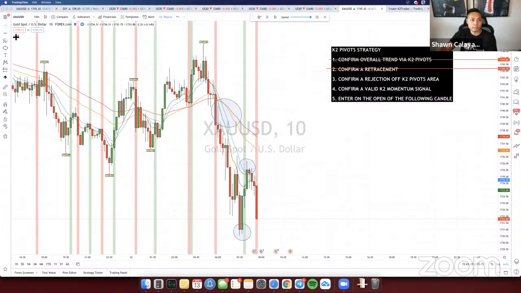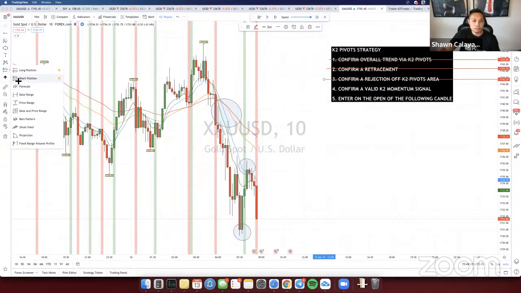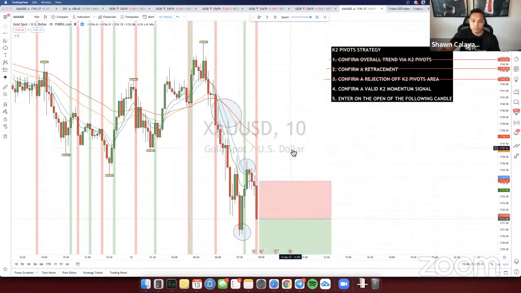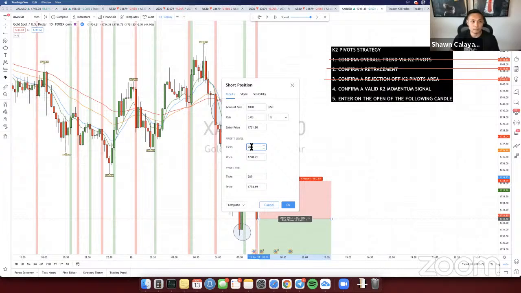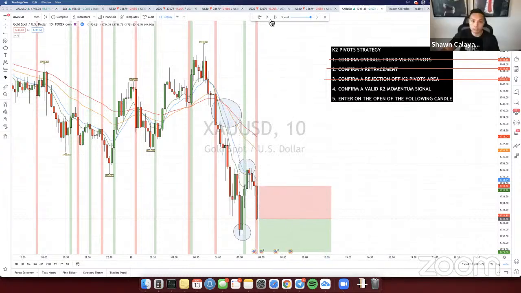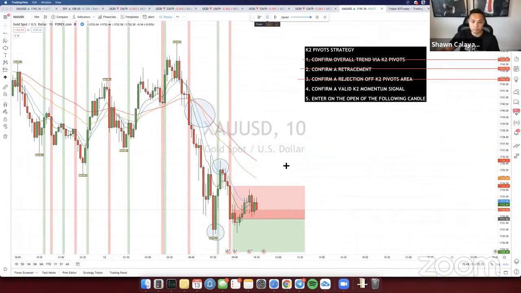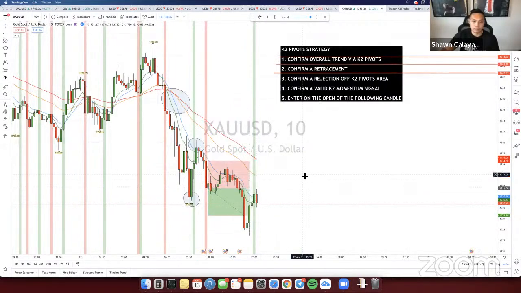And then the last requirement is going to be a valid K2 momentum signal. So right here, we have requirement number 1, price is trending down. Right here, we have the retracement. Right here, we have the rejection. And for the last one, we would have the K2 momentum signal right here. So with that said, we enter a short position right here. And then I think you said for the 10-minute, the sweet spot was 250 pips, if I'm correct? Okay, so 250 pips. And then if you let that run, there you go, full TP off that one right there.